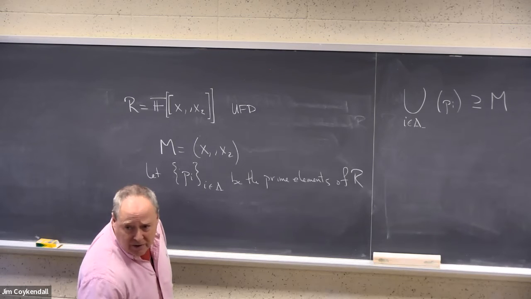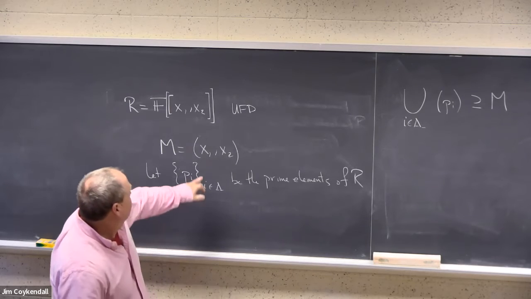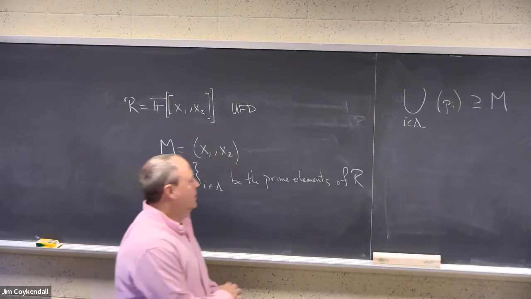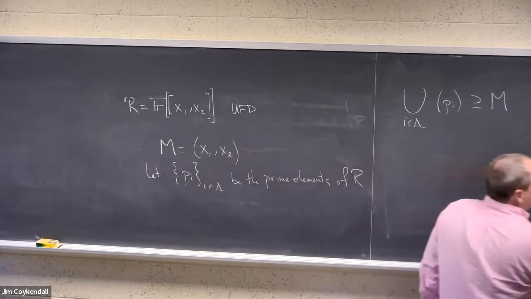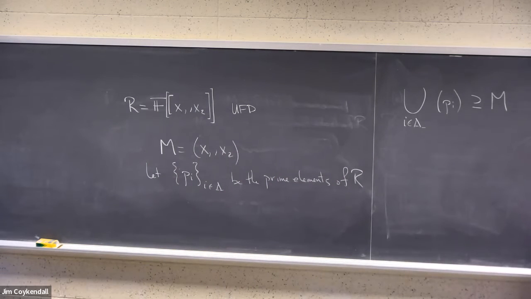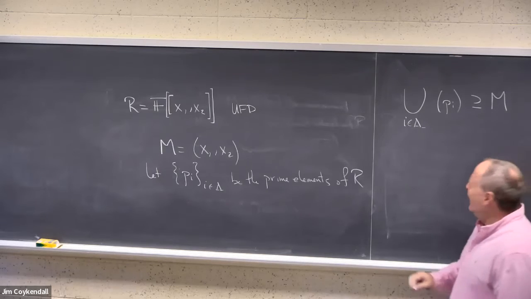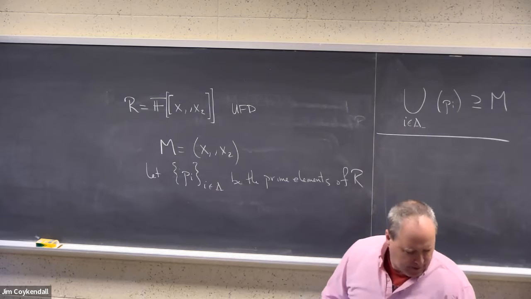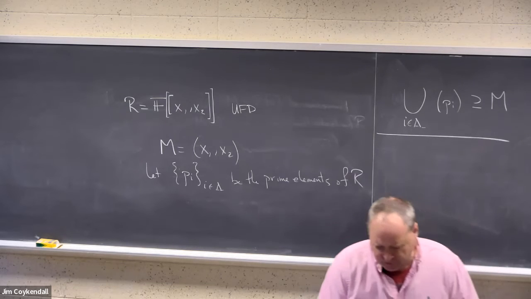However, it's pretty clear, isn't it, that the maximal ideal is not contained in any single prime element, because the prime element would have to divide both x1 and x2, which is impossible. So, yes, indeed, we do need only finitely many prime ideals, but again, I don't find this super obvious. So let's see why prime avoidance is true.